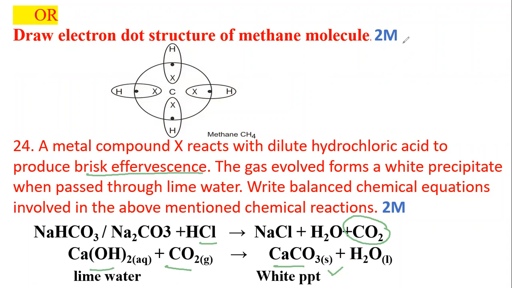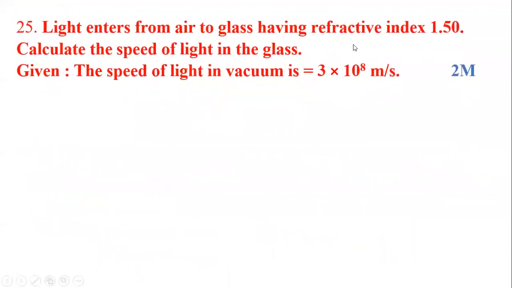Understood? Then we'll go to the next question. Light enters from air to glass having refractive index 1.50. Calculate the speed of light in glass. The speed of light in vacuum is 3 into 10 raised to 8 meters per second. It's a constant value. Okay.